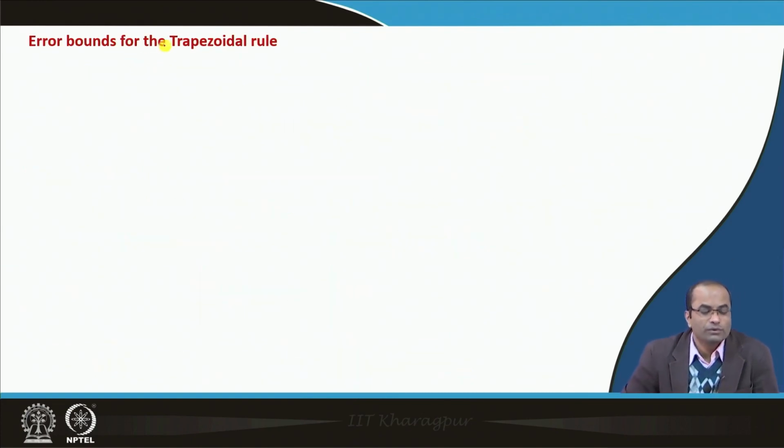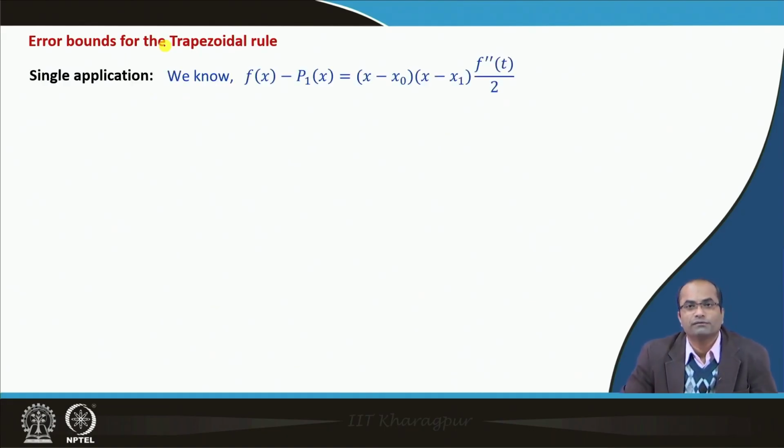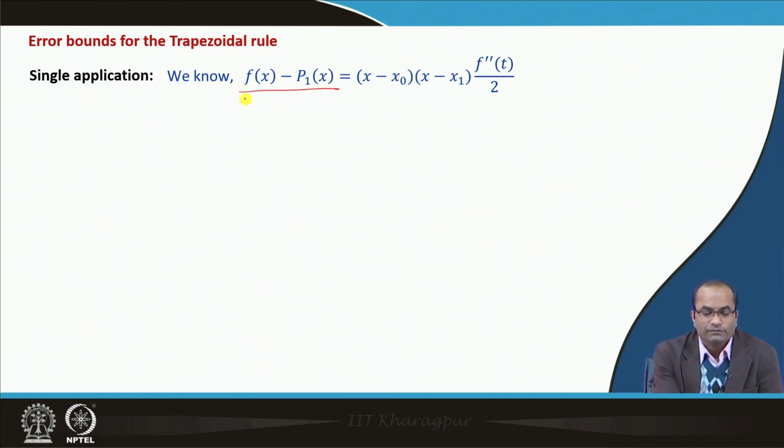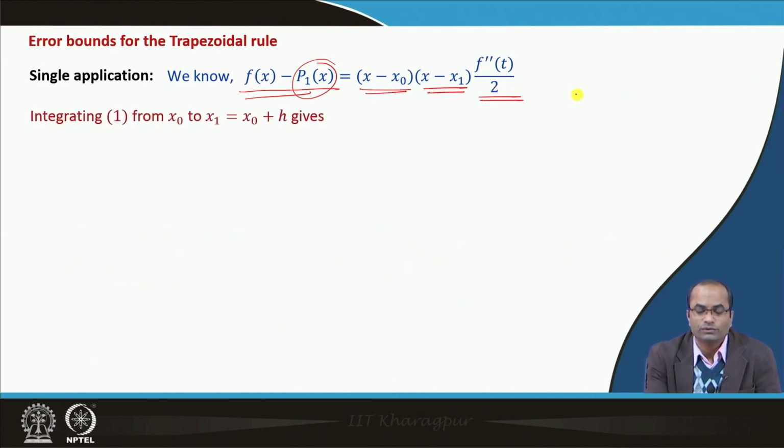So, now we will be talking about the error bounds for this trapezoidal rule, and in the single application first we will discuss, and then we will go for the multiple application. So, we already know from interpolation that the error between the function and its approximation as a polynomial of degree 1 is given by x minus x naught, x minus x 1, and the double derivative of f t divided by 2, and this t naturally again lies between this x naught to x 1 if we are talking about the range of our integral from x naught to x 1.